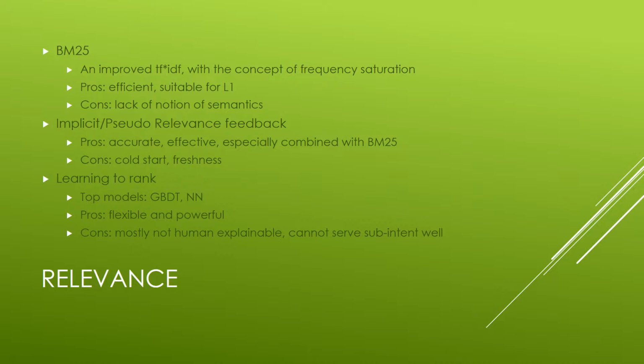However, those models mostly are not human explainable. So when you look at two models that give different rankings of two documents for the same query, it's usually hard to explain what happened and why. Also, this kind of ranking system does not serve sub-intent well. It primarily serves the main intent.